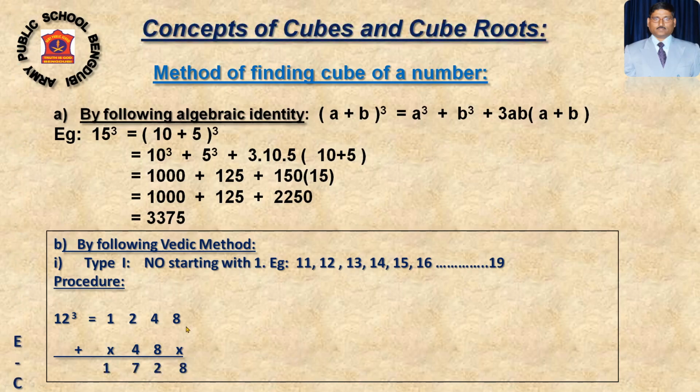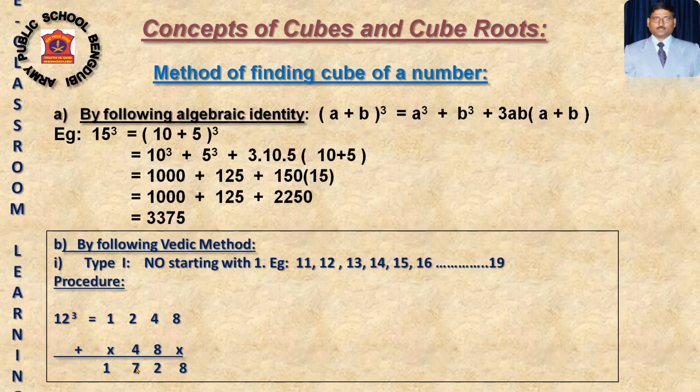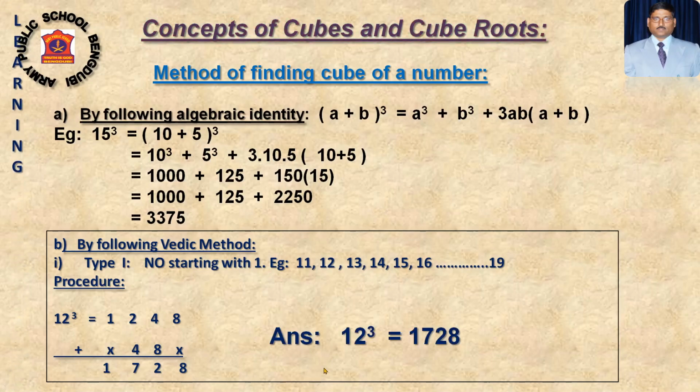Now you add it. So it will be what? 8, and this will be 12, carry 1. Then you have to add here 6 plus 1, 7. This is 1. That is, 12 cube is 1728. This is the procedure.